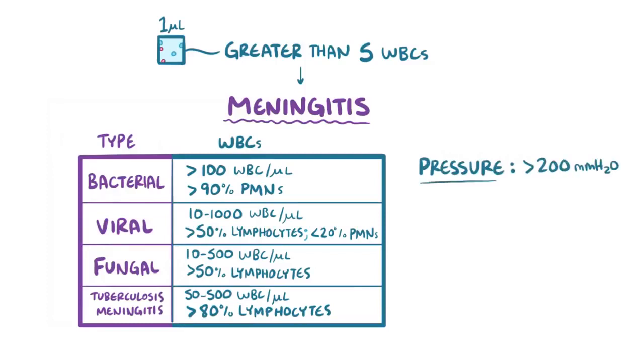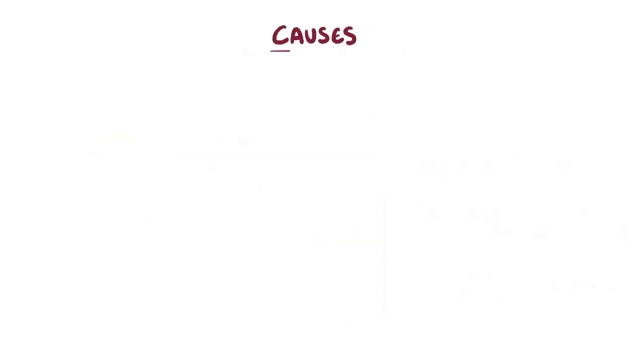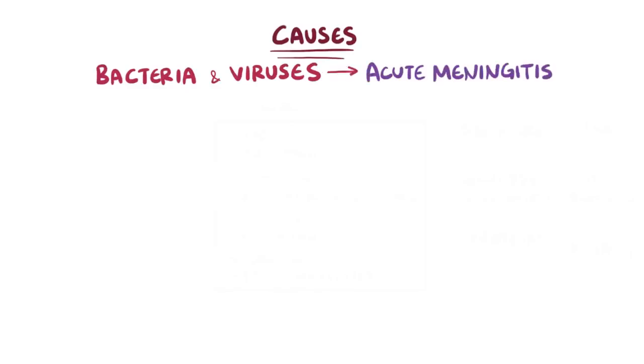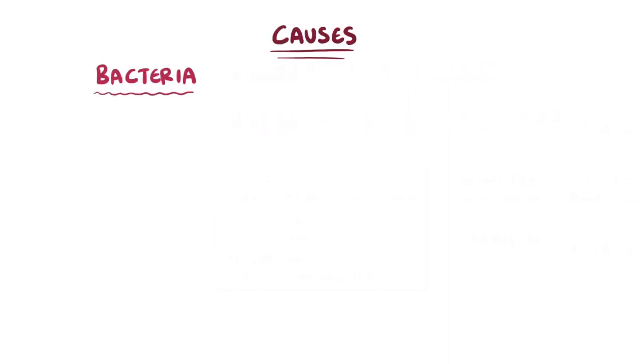The immune reaction also causes the glucose concentration in the cerebrospinal fluid to fall to below 2/3 of the concentration in the blood. It also makes the protein levels increase to over 50 milligrams per deciliter. When it comes to the causes of meningitis, viruses and bacteria usually cause acute meningitis, whereas fungi usually cause chronic meningitis. Now, for bacteria, there are a lot of possibilities.